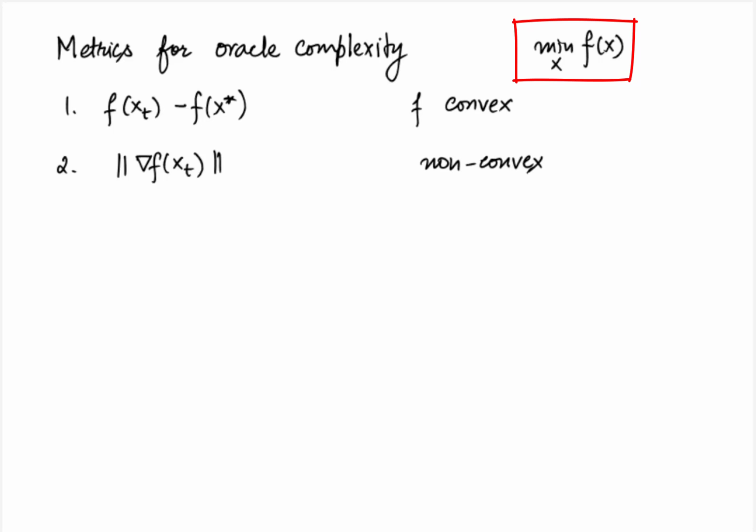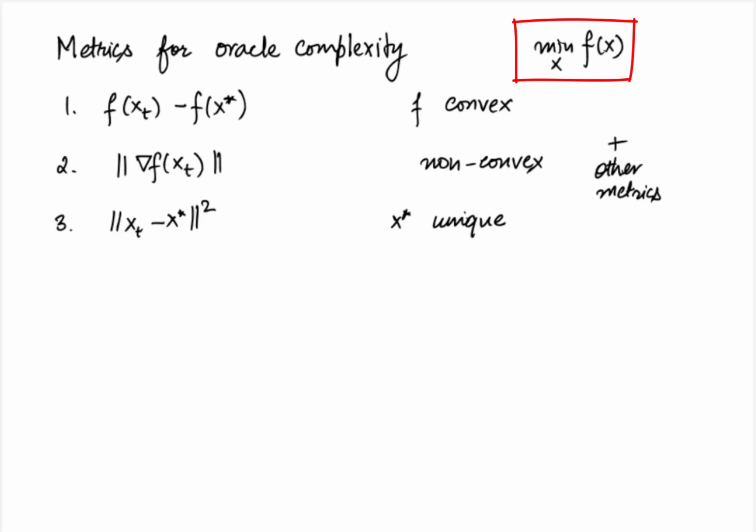Over the course we will see another metric, which is the square distance from the optimum, that is norm of x minus x star squared, which will also be useful in a number of settings, particularly when x star is unique and satisfies gradient f of x star equal to 0. We will continue to see other metrics as well when we start discussing constrained problems.